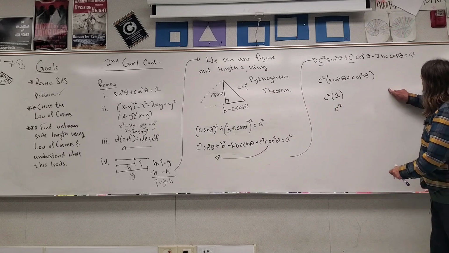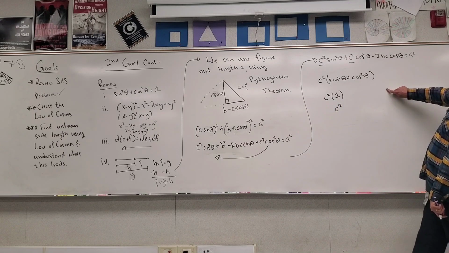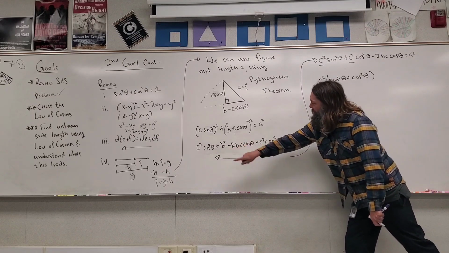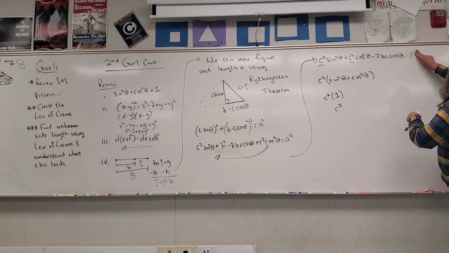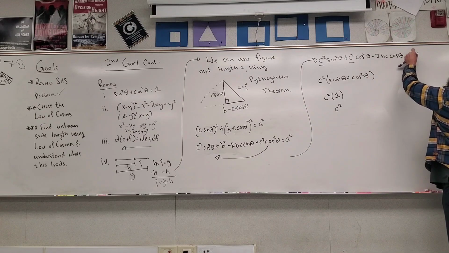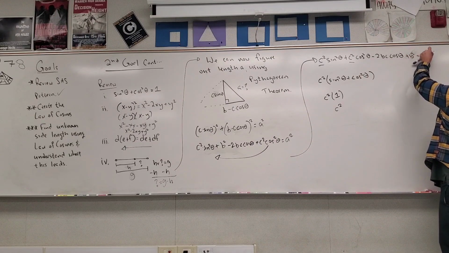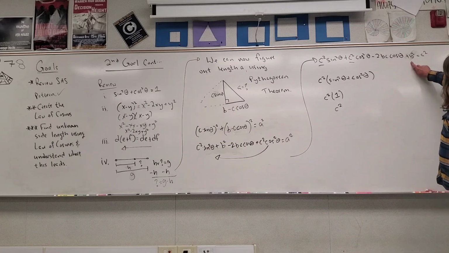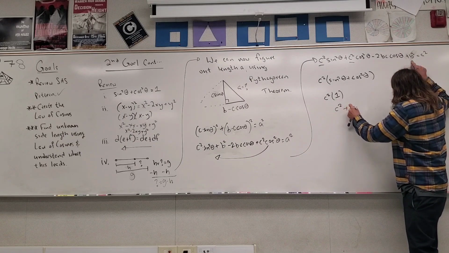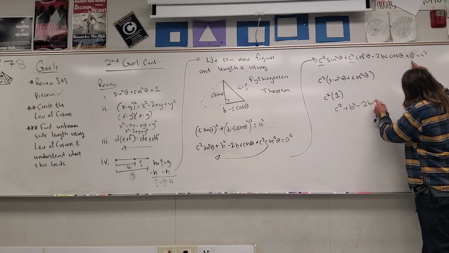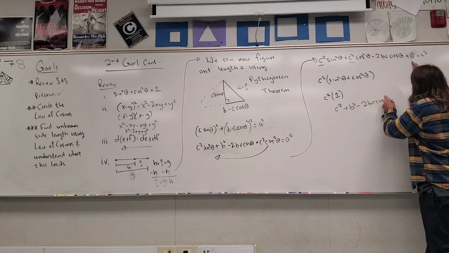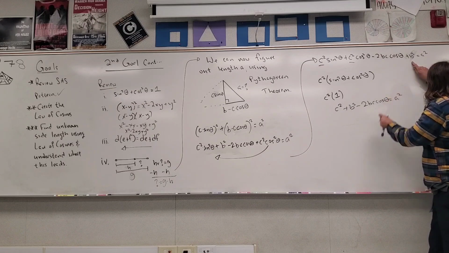And let's bring down the rest. Oh, I lost my b, didn't I? So there's a b squared in there somewhere. Let's just move that over here. We'll move it back in a second. Sorry about that. So now we have c squared plus b squared minus 2b times c times cosine of theta, and that's equal to a squared.